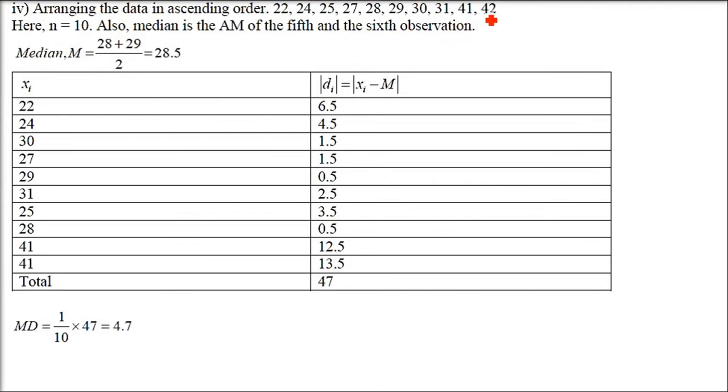Now the fourth one, same thing you have to do. Now n is again 10, so you take the fifth and sixth values, add, divide by 2, 28.5. Subtract all the values from 28.5, you will get certain values. Just take the positive of all of these and add them, you will get 47, and divide by n. Sigma i equals 1 to n means adding all the values, the d1, d2, d3 like this. 47 divided by the number of elements, which is 10 here, 4.7 will come.